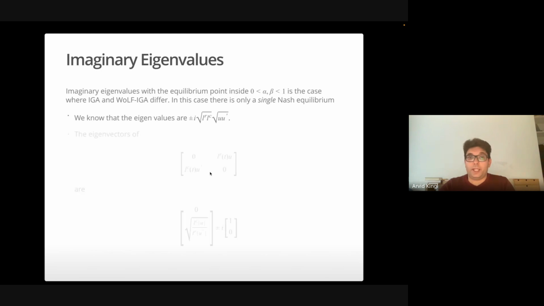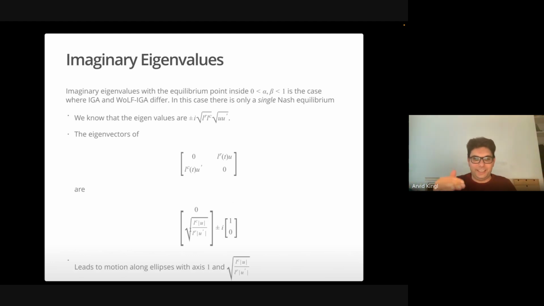We know the eigenvalues, and when we know the eigenvalues and eigenvectors, we can actually look at what the solutions are, and we see now they are ellipses. And the interesting bit is that the size of the axes depends on the ratio of L_C u over L_R u prime. You can think of it that the ellipses could be elongated in one direction or in the other direction, depending on what the ratio of L_C over L_R is at any point in time.